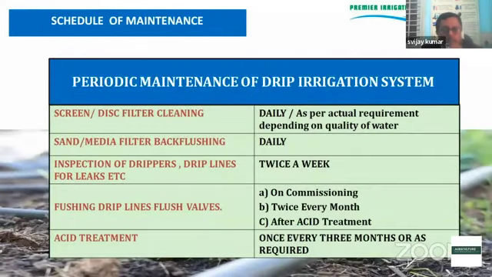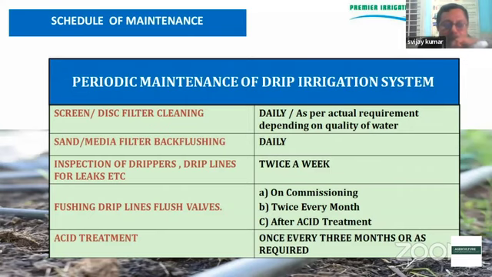So this is a schedule that we are generally suggesting for all our farmers. If you have a screen or a disc filter, you have to clean it daily. It takes hardly 5 to 10 minutes. Just open it up, check for any impurities, clean it and put it back. And if you have a sand filter, then you have to go for back flushing. That is, you just reverse the flow and ensure that all the algae that has collected comes out. And of course, you have to walk along the field and inspect the drippers and the drip lines. This has to be done twice a week.